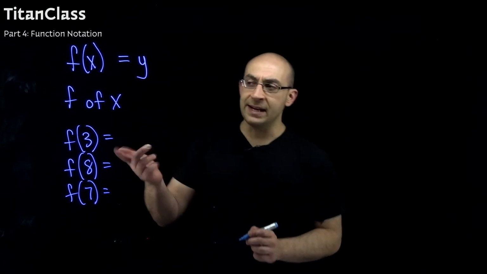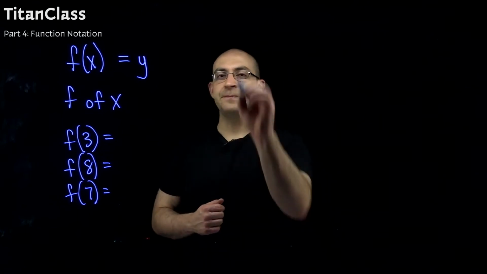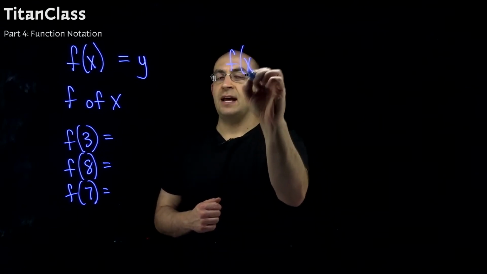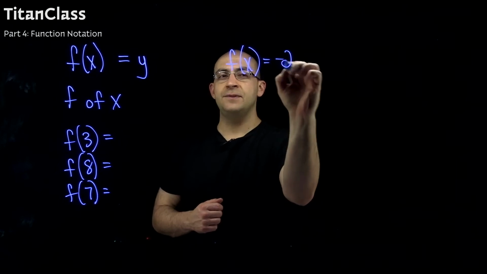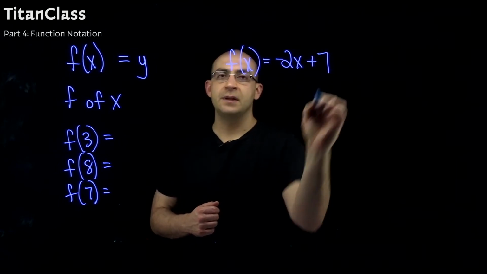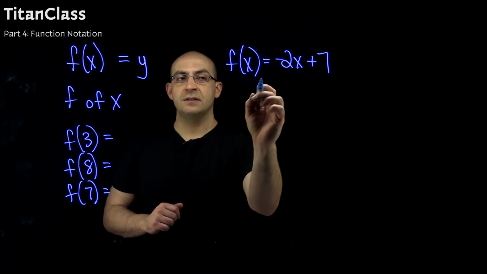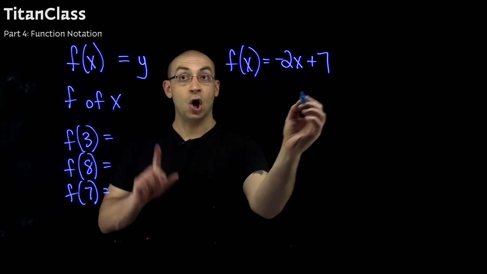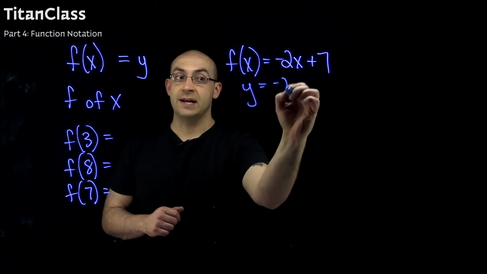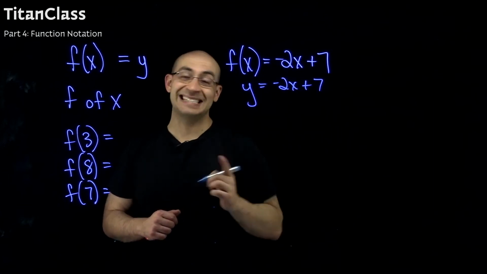Now, we need an equation. So let's do one. Let's say we have an equation, f of x equals -2x plus 7. That is my equation. The function of x equals negative 2x plus 7, or y equals negative 2x plus 7. They say the exact same thing.